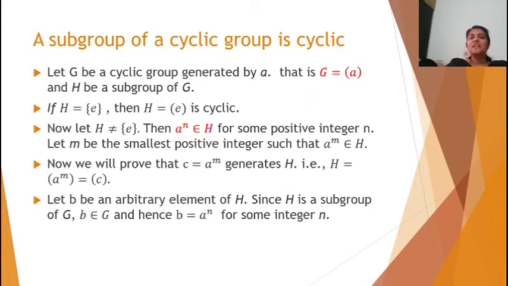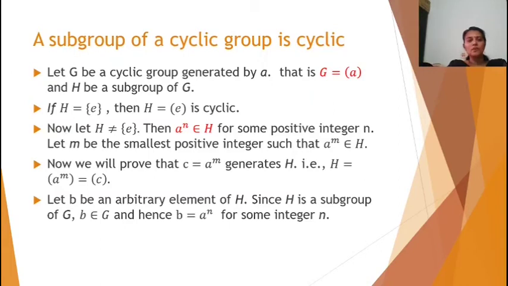Now consider let H not equal to E. Then all elements of H are in the form a raised to n. So a raised to n is an element of H for some positive integer n, and let m be the smallest positive integer such that a raised to m is an element of H. Now we will prove that c equal to a raised to m generates H. That is H equal to generated by a raised to m, which is equal to generated by C.